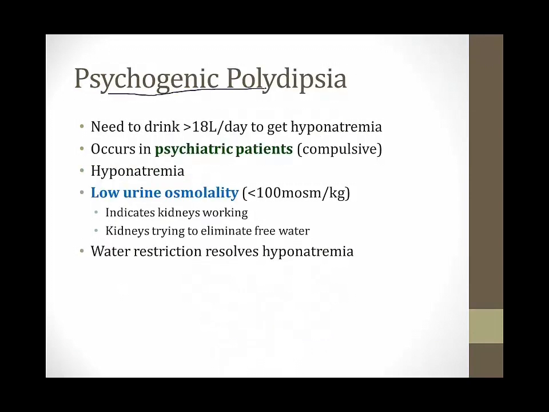Our next cause of hyponatremia is psychogenic polydipsia. Your kidneys can excrete a lot of free water. However, there is a limit. If you drink more than 18 liters of water per day, you can develop hyponatremia because your kidneys cannot excrete all of this fluid. And this occurs in psychiatric patients who are compulsive water drinkers.